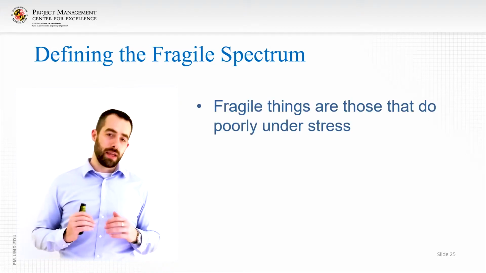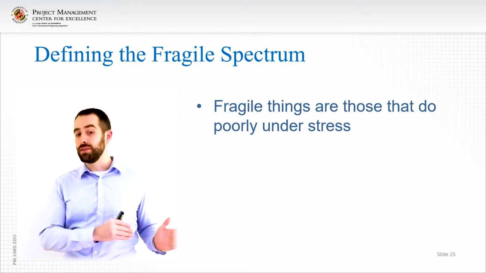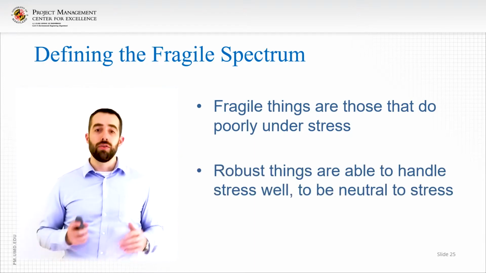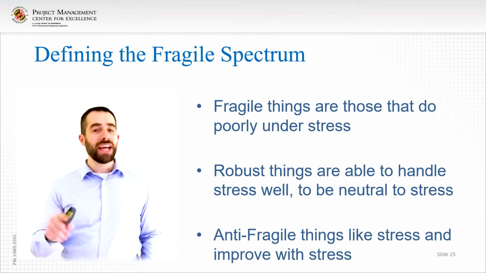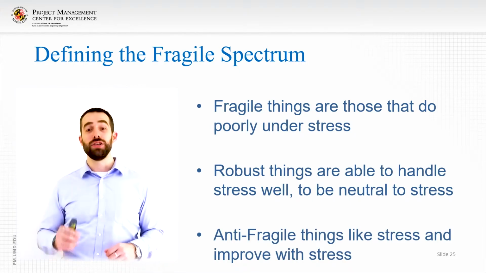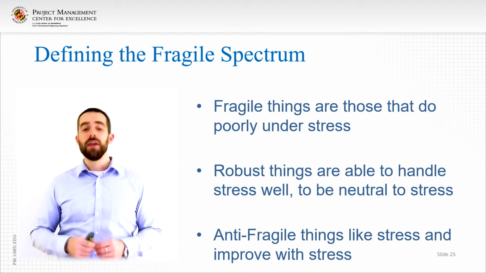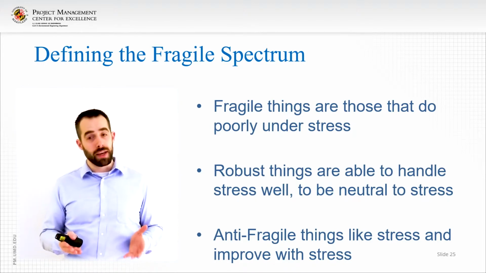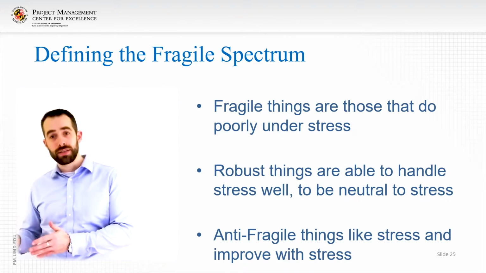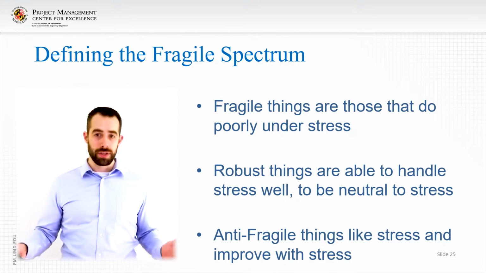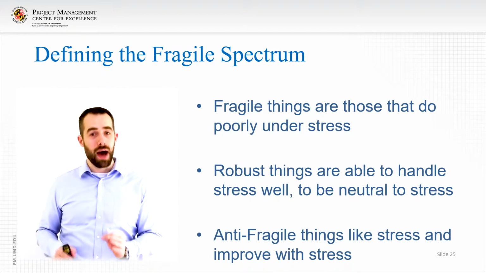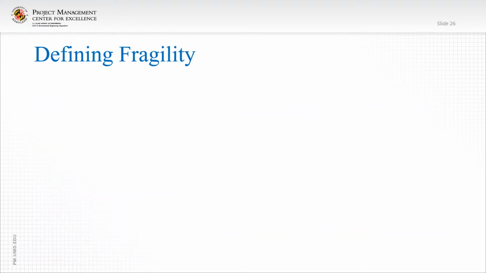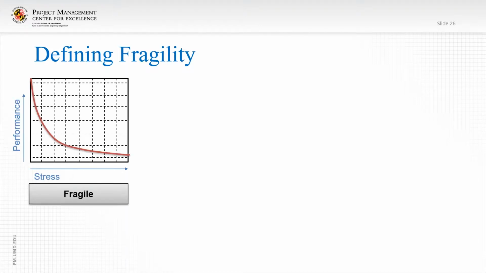To understand this in its basics, fragile things are things that do not do well under stress. Robust things are things that do well despite stress. And anti-fragile things are things that actually do better because of stress. This doesn't like stress, doesn't care about stress, and likes stress: that is the spectrum of fragility. And understand that robustness is not the opposite of fragility. It's in the middle.